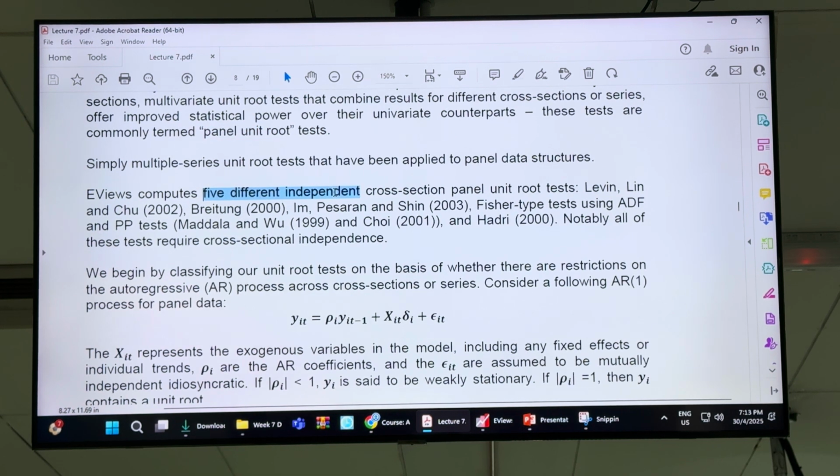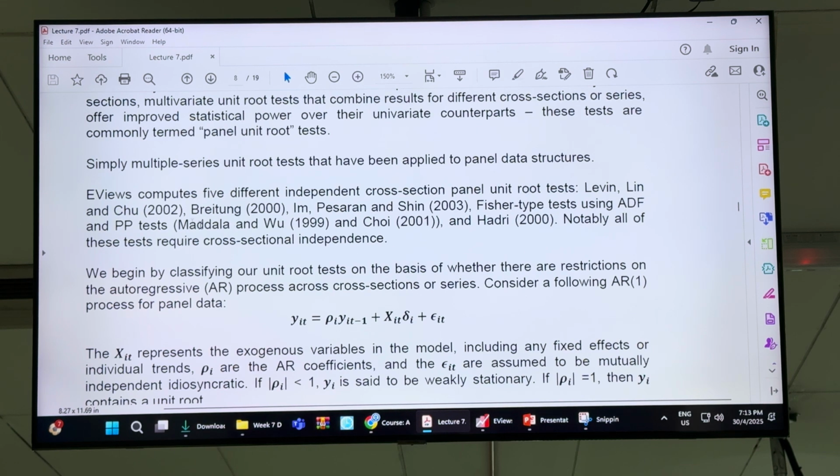So under this first generation, they have 5 different panel unit root tests: Levin, Lin and Chu 2002, Breitung 2000, Im, Pesaran and Shin 2003, the Fisher-type tests proposed by Maddala and Wu 1999 and Choi 2001, and Hadri. So these are the 5 different tests.